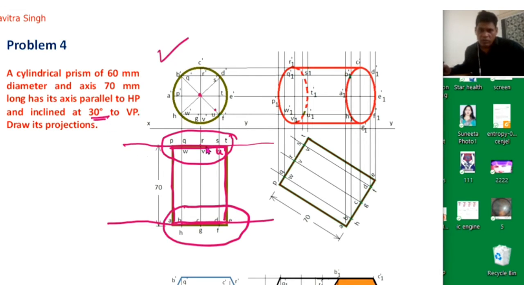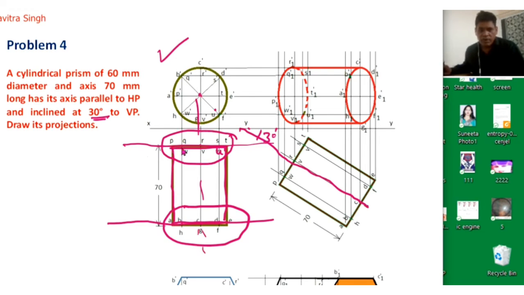So now we will draw one line, this line. Actually this is the center line of this cylindrical shape. So we have drawn this line which is inclined 30 degree with the XY line, because it is inclined 30 degree to the vertical plane. Actually this is the center point of this cylindrical plane. So we have drawn this line here which is inclined 30 degree.